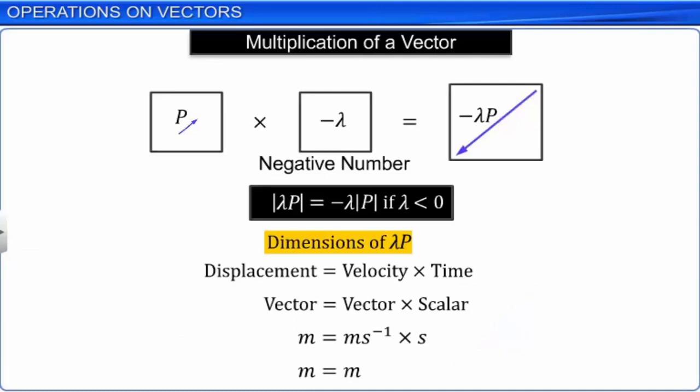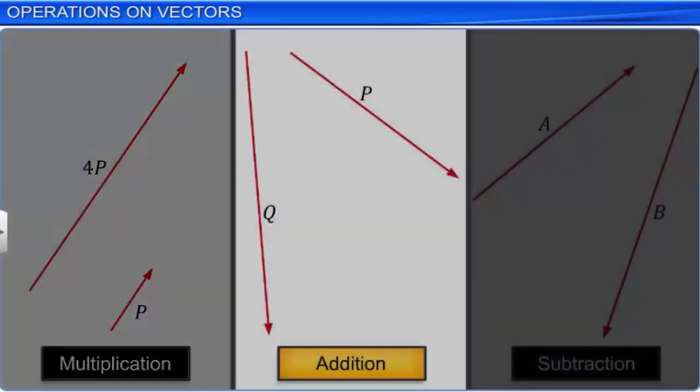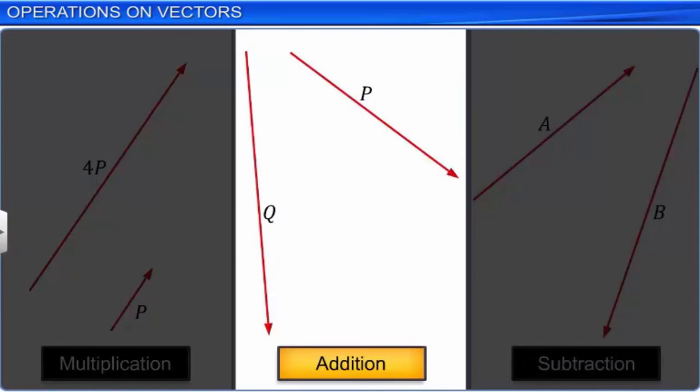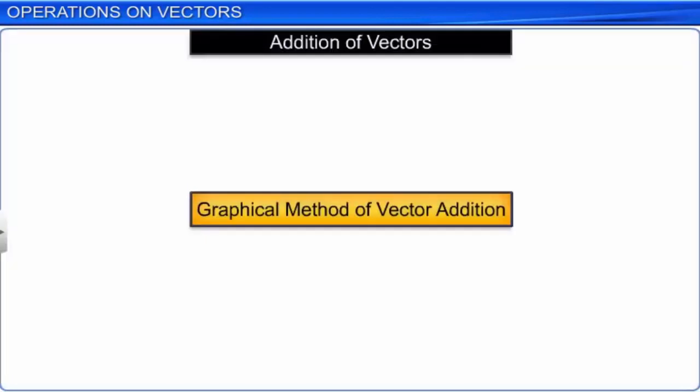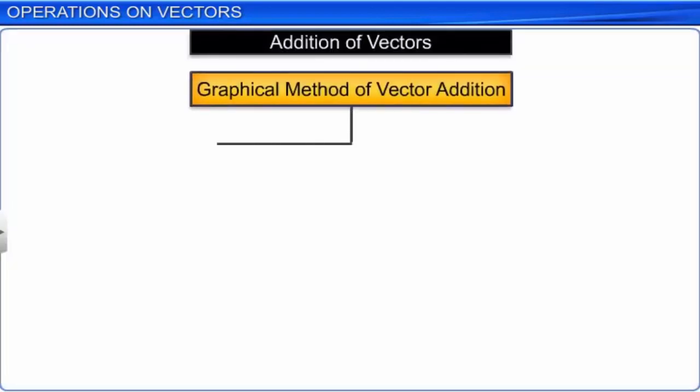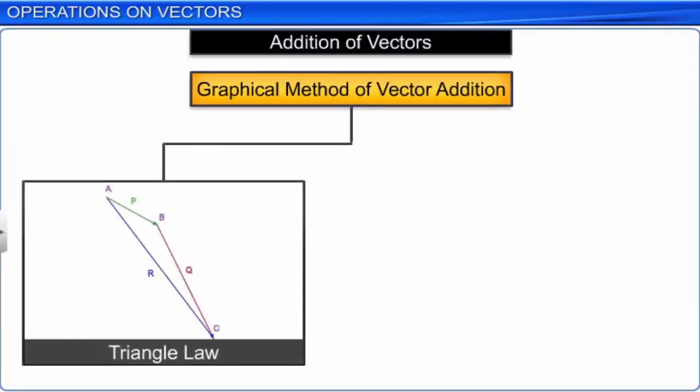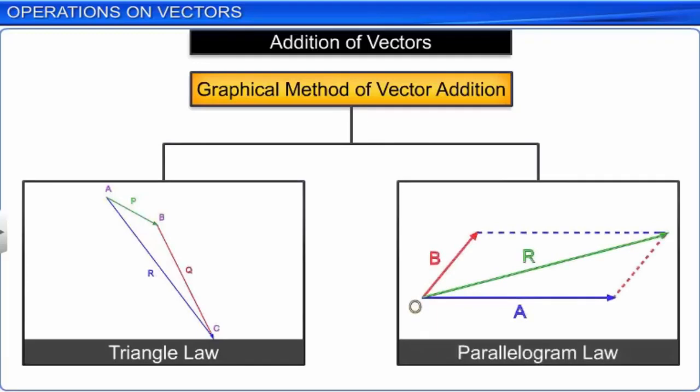Next, you will learn about addition of vectors by the graphical method. In the graphical method of vector addition, either the triangle law of addition or the parallelogram law of addition is used. Now let us add two vectors by the triangle law of addition. Consider two vectors P and Q lying in one plane.